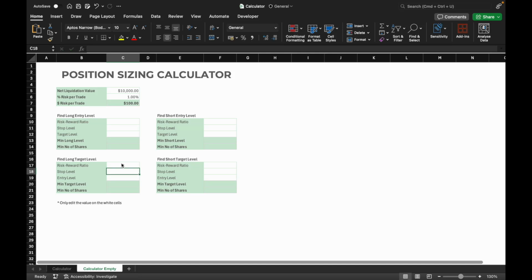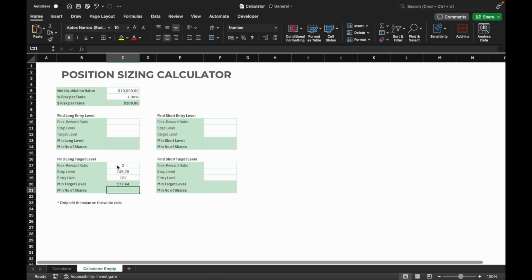My stop level is 146.78 and my entry level is 157. To calculate the target level, you take the entry level plus the difference between the entry level and the stop level multiplied by the risk to reward ratio.